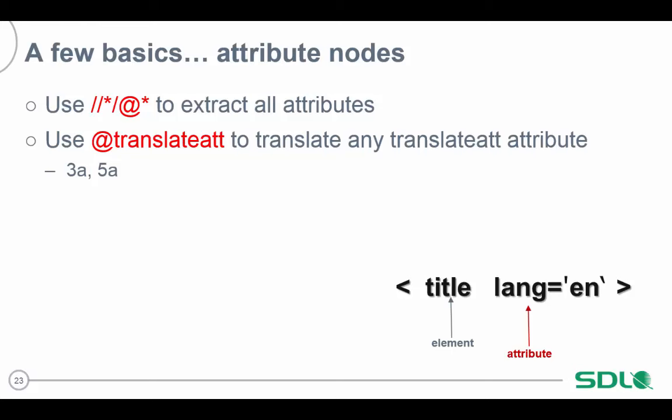So that was elements. Let's take a look at some attributes. So the attributes, you can see from the image down there, these are normally within an element. So this first expression is saying, find me all of the elements anywhere in the file, and then find me all of the attributes inside all of those elements. So just to extract all of the attributes. The second one is saying, just find me the content of the translate at attribute. So an attribute called translate at. So let's take a look at those two examples.